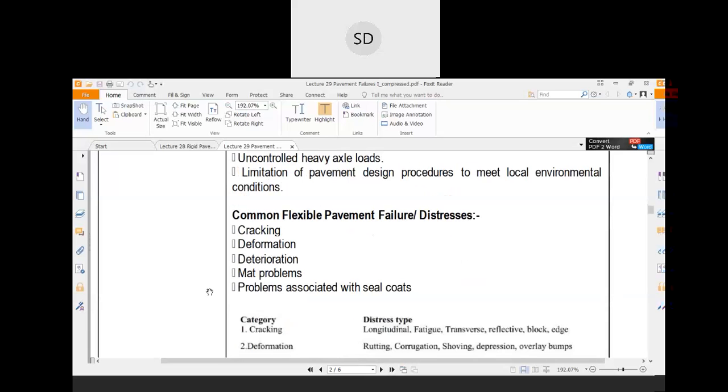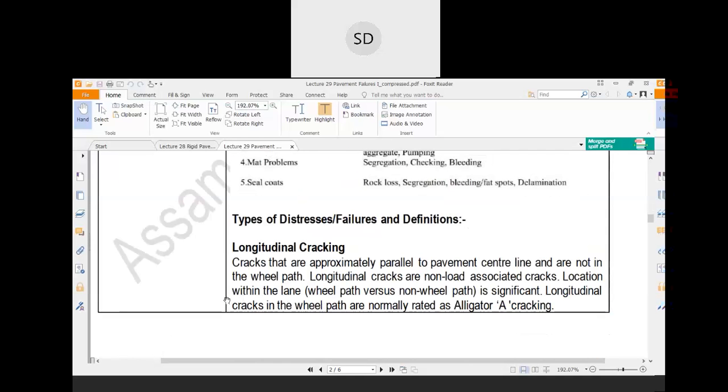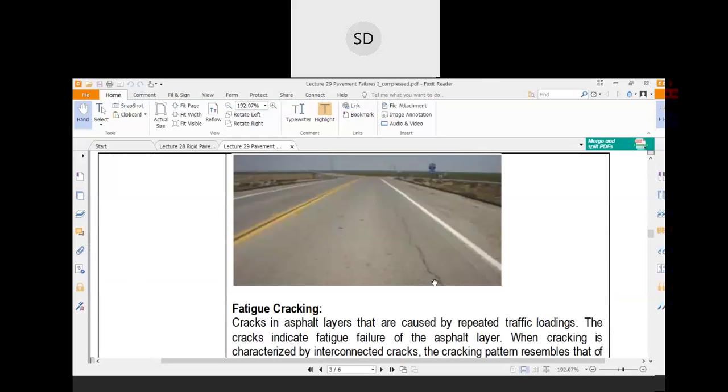Now if we discuss the common flexible pavement failure types, there are different types of failures like cracking, deformation, deterioration, mat problems, and problems associated with the seal coat. The first one is longitudinal cracking. As the name suggests, this type of cracking appears in the longitudinal direction along the length of the road. So this is longitudinal cracking.